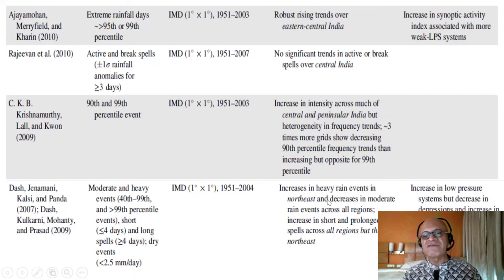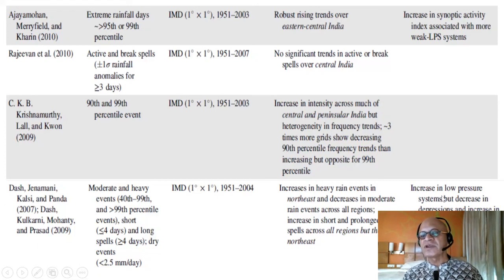Increases in heavy rain events in northeast and decreases in moderate rain events across all regions, which is consistent with the Goswami et al. paper. Increase in short and prolonged dry spells across all regions but the northeast. You have to figure out if that's consistent with the study of Singh et al. in terms of reduced intensity of the break events.